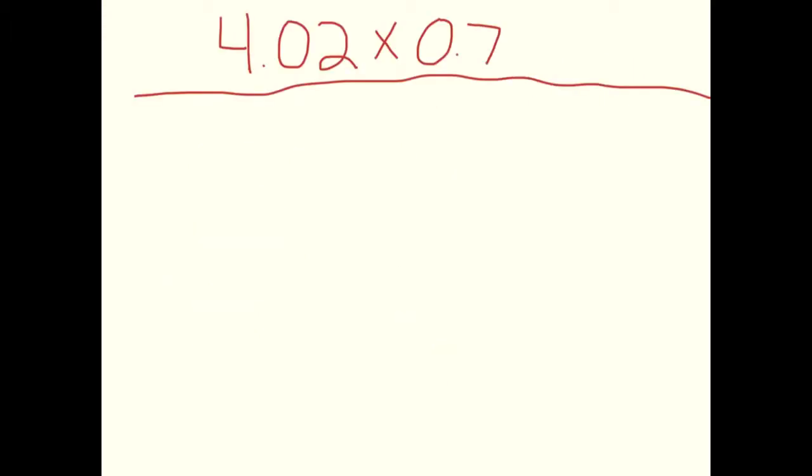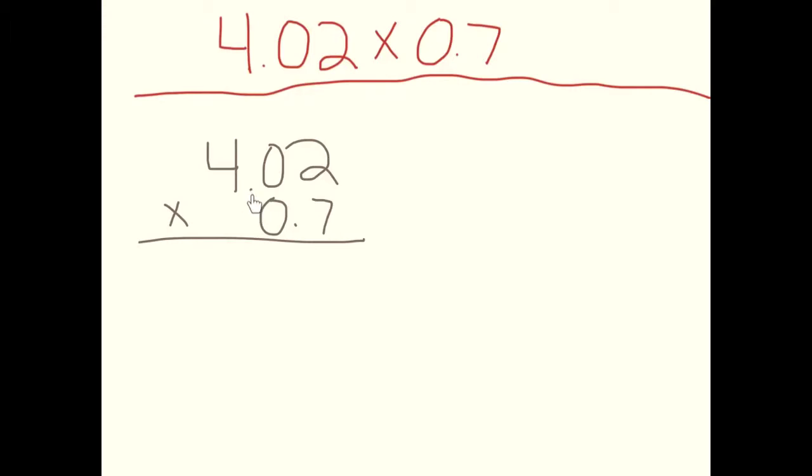This is how you multiply decimals. So first, you rewrite the problem. 4.02 times 0.7. Now you don't have to have these decimals right on top of each other. It's okay because you're going to add how many places the decimal is away from the right. So that's how you get your answer.